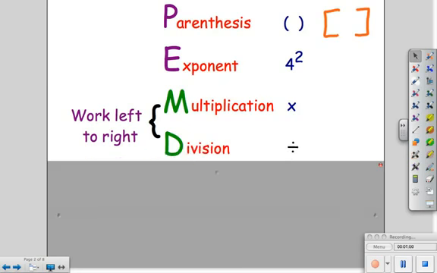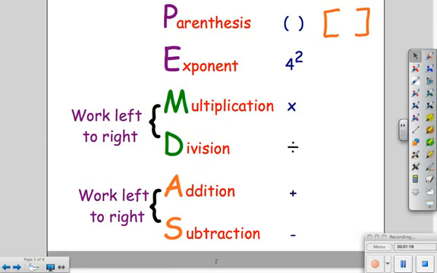The next two operations are paired together. Multiplication and division, they've been BFFs since kindergarten, and they're really, really nice to each other. So because they're so nice to each other, they always go left to right. Whichever one happens first is the one you do first.